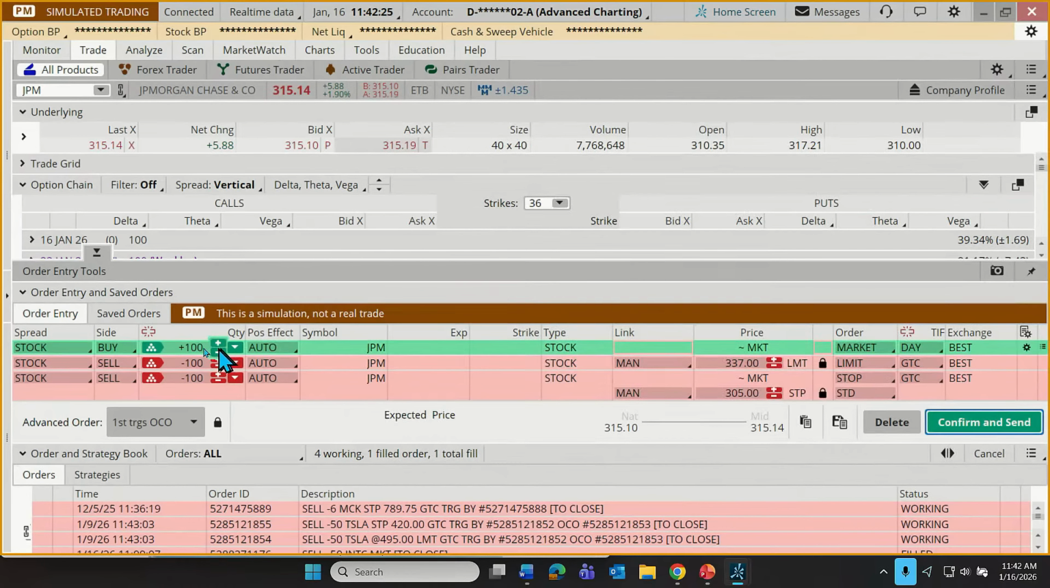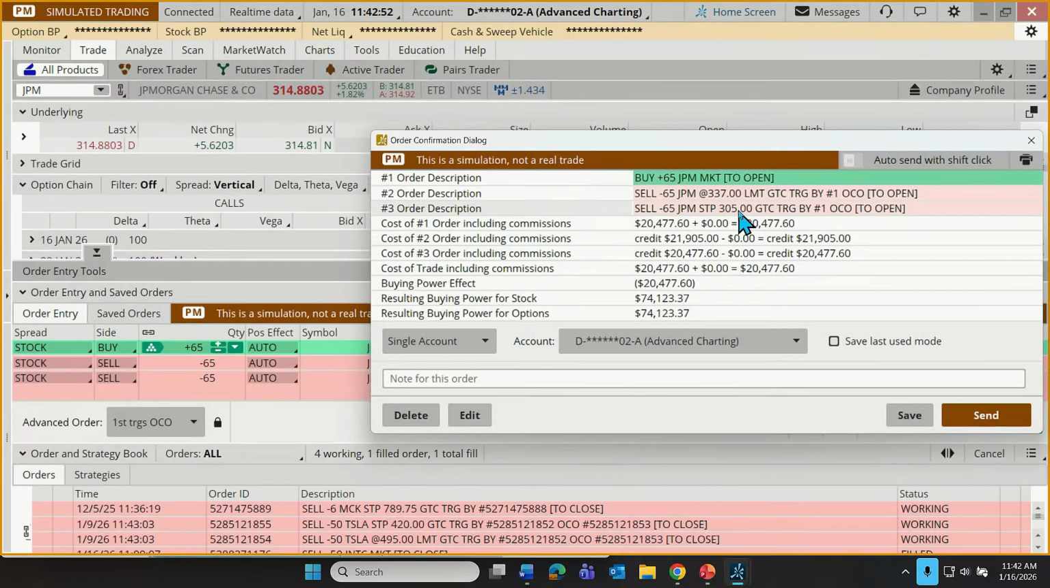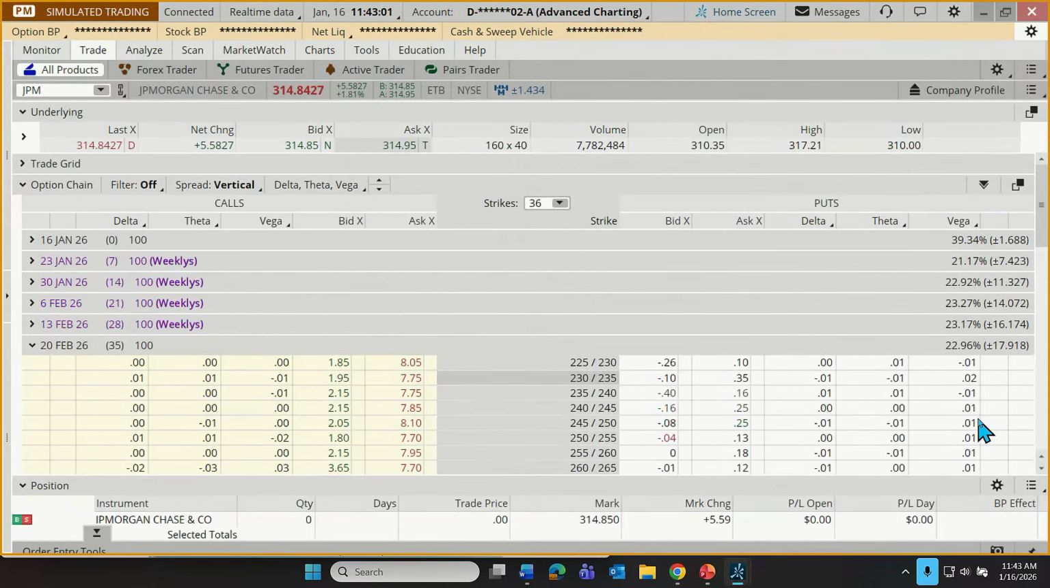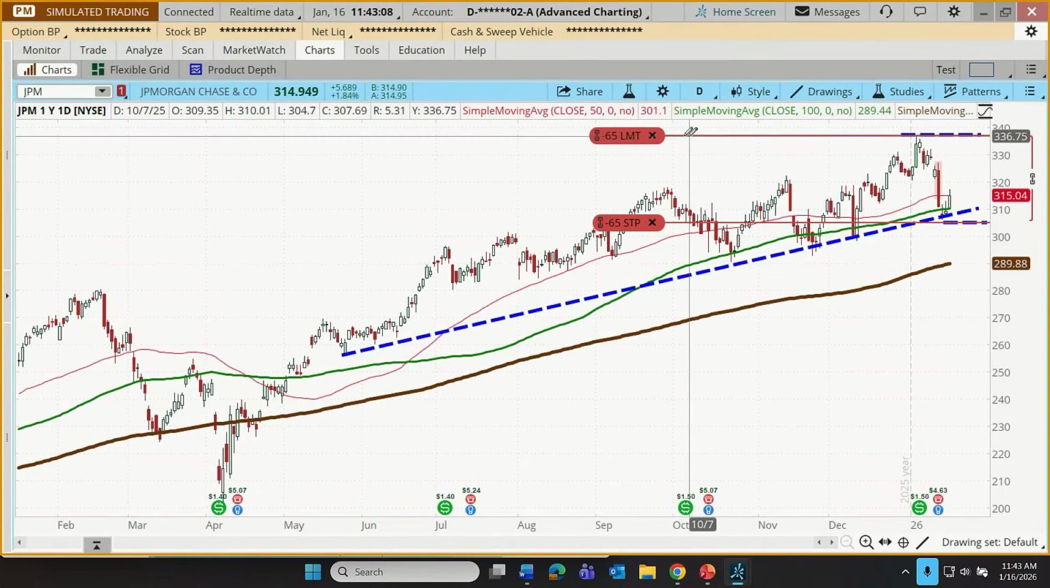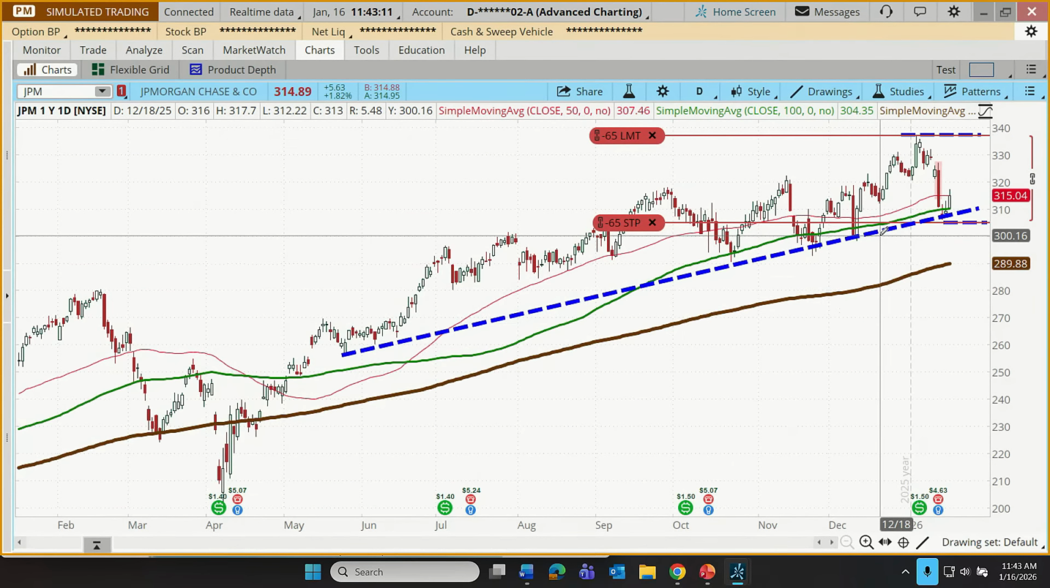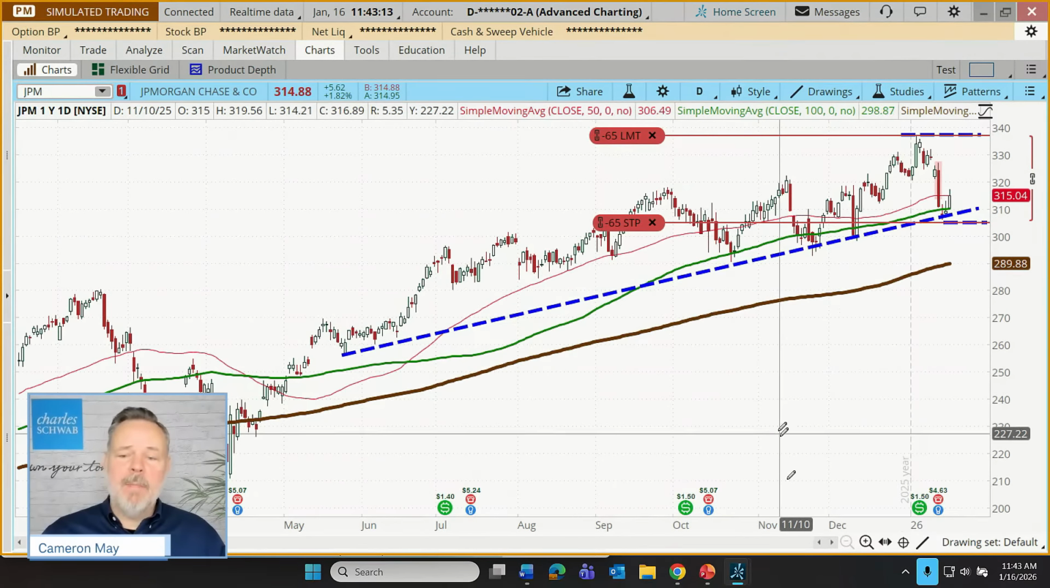Buying 65 shares of JPM at the market price. Going to sell those if we can get to a limit of 337. Take our profits there. Or if we happen to slip down to our stop level, it'll trigger a market order at 305 and we sell. It might be less from that, but 305 is our trigger price. There aren't any commissions on this trade, but there can be on some types of trades. And let's send that off. There we go. So we just bought 65 shares of JPM. We have a plan in place, and on our charts, we can see that plan. So we'll let that work, guys.